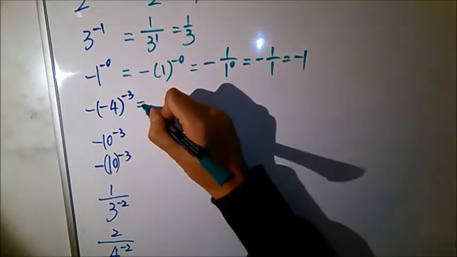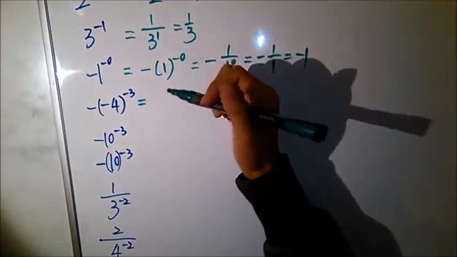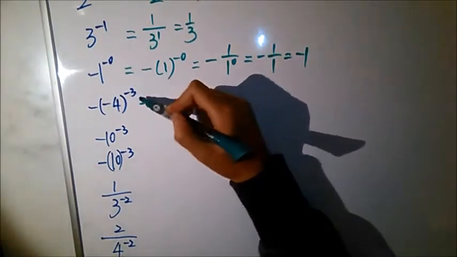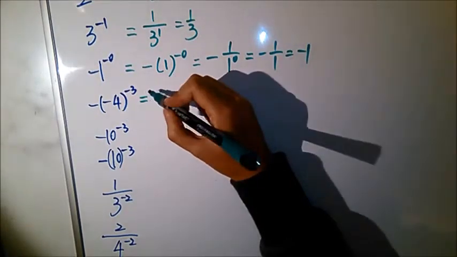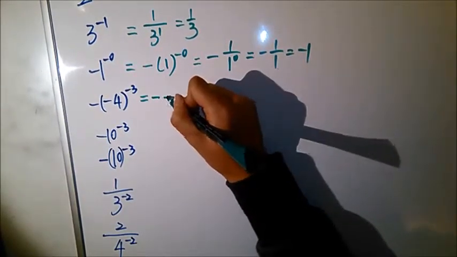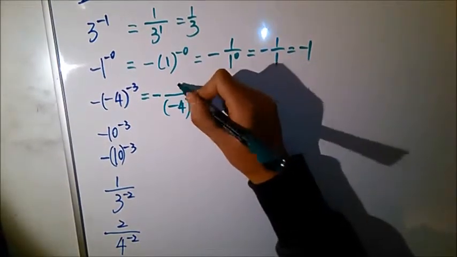Okay, next question. We have a negative 4 in parentheses. We're going to start with the parentheses first. And if we look outside, there's a negative power of 3. So we're going to move the parentheses with negative 4 downstairs and leave the negative number upstairs. So negative 4 to the power of 3.